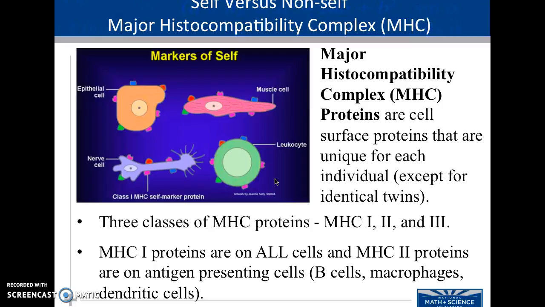How do we determine between self and non-self? The way we do it is the major histocompatibility complex proteins, or the MHCs. These are cell surface proteins that are unique to specific individuals, namely you or someone else, unless you are a twin. There are 3 classes of proteins. The first class are on all cells. The second class are on antigen-presenting cells, such as B cells, macrophages, and dendritic cells. Basically, these allow us to identify our self cells.